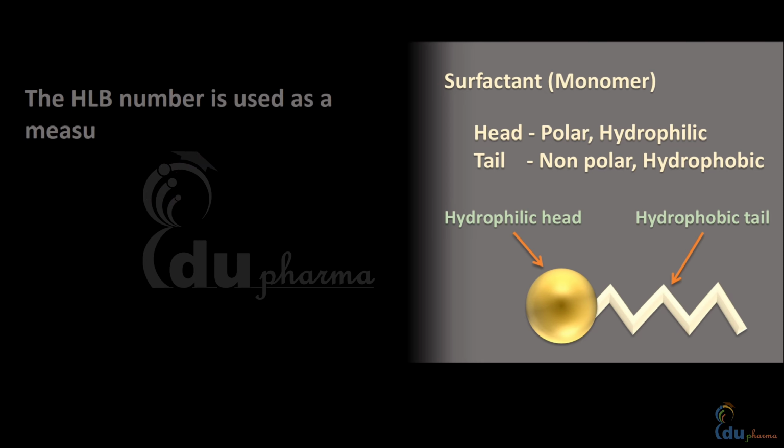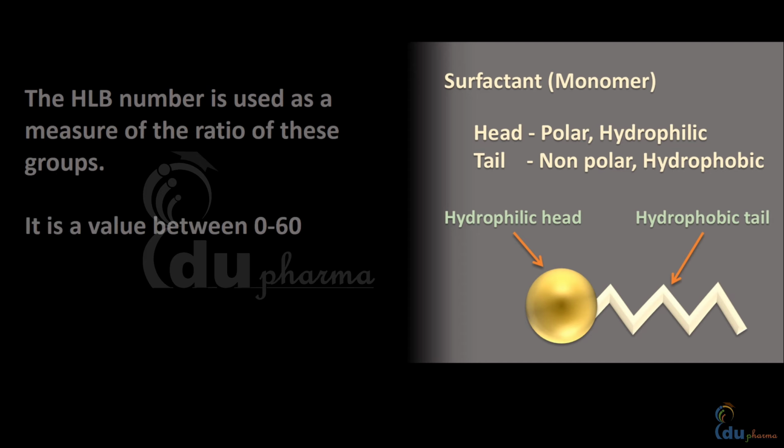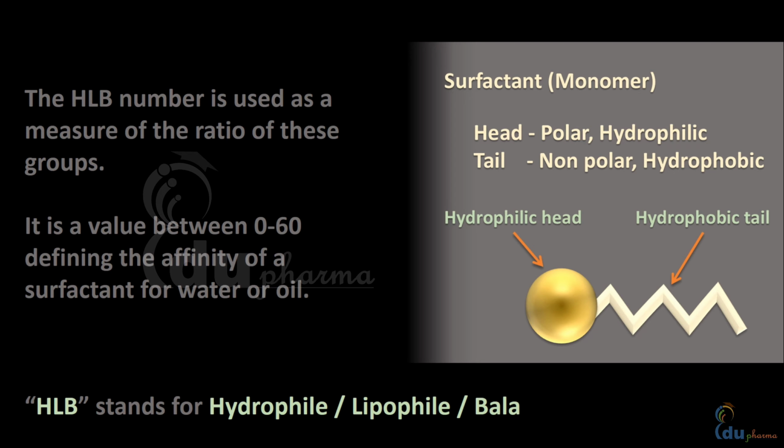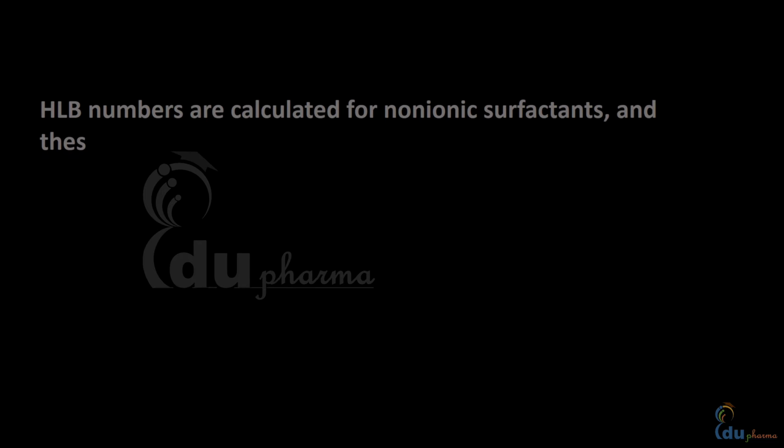The ratio of the oil-loving portion to the water-loving portion is what we call its balance, and this balance is measured based on molecular weight. HLB stands for hydrophile-lipophile balance. It is a value between 0 to 60 defining the affinity of a surfactant for water or oils. HLB numbers are calculated for non-ionic surfactants, and these surfactants have numbers ranging from 0 to 20.